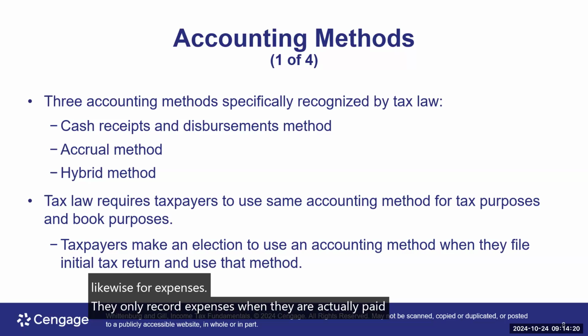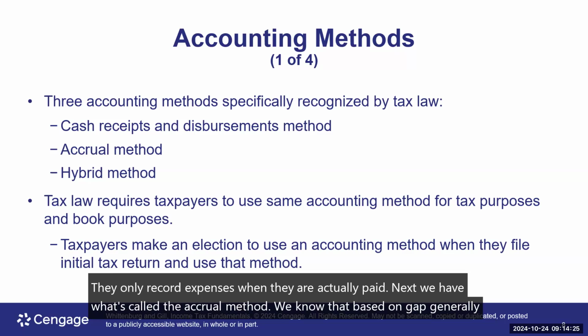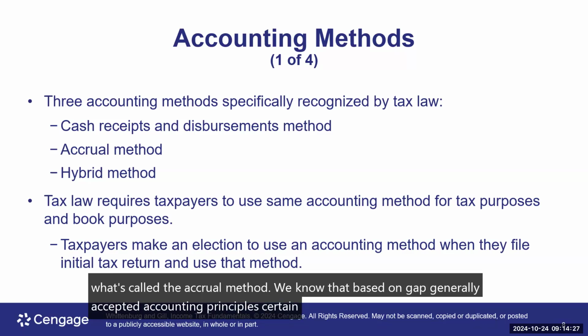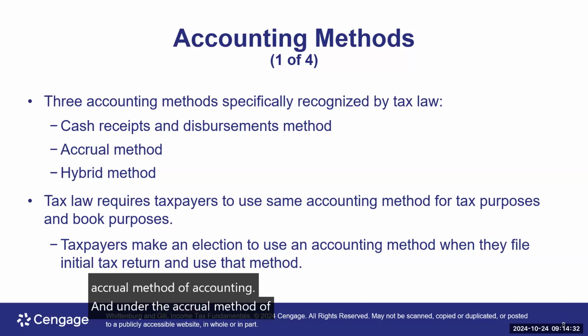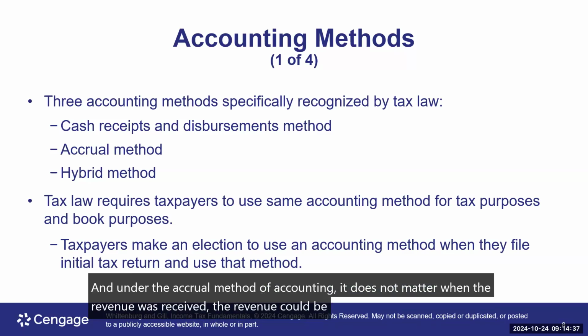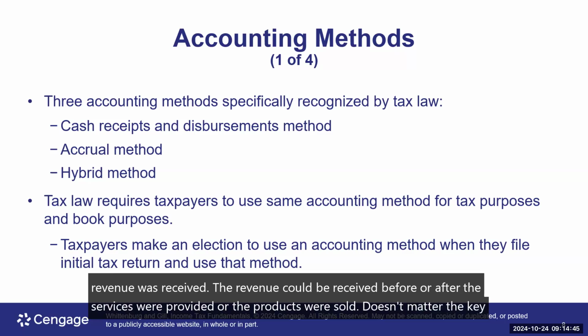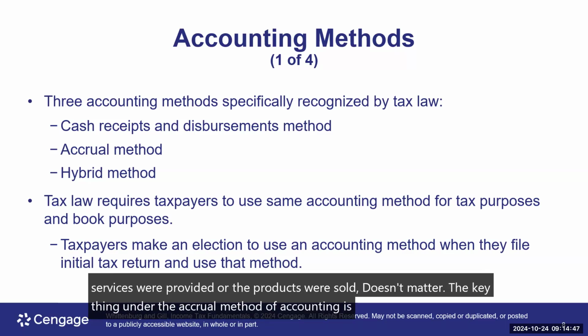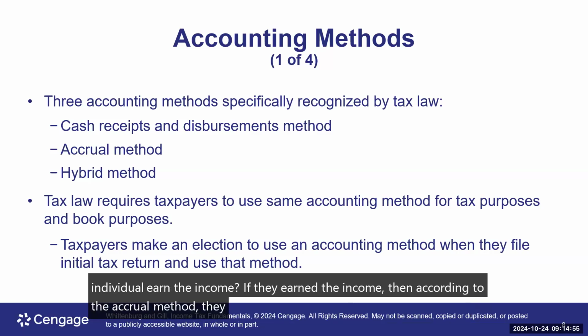Next, we have what's called the accrual method. We know that based on GAAP, generally accepted accounting principles, certain businesses have to use the accrual method of accounting. Under the accrual method of accounting, it does not matter when the revenue was received. The revenue could be received before or after the services were provided or the products were sold. Doesn't matter. The key thing under the accrual method of accounting is, did the individual earn the income? If they earned the income, then according to the accrual method, they need to record the income.